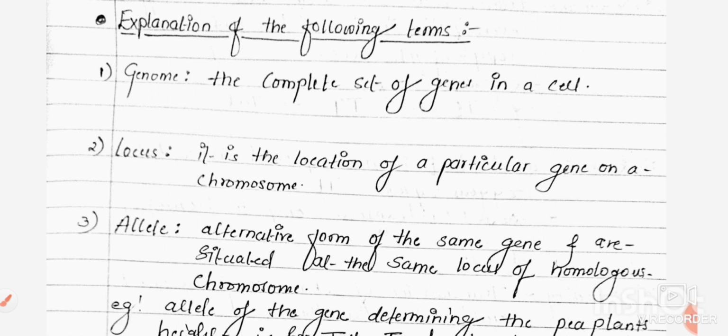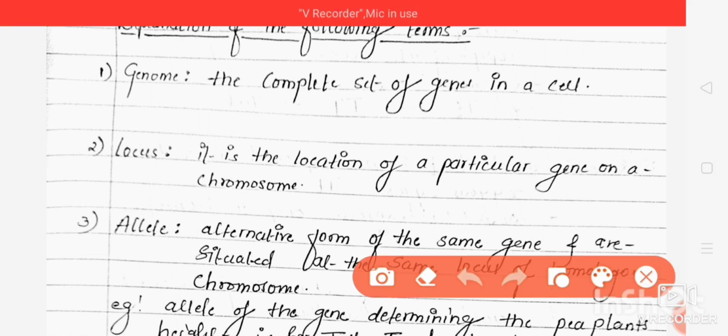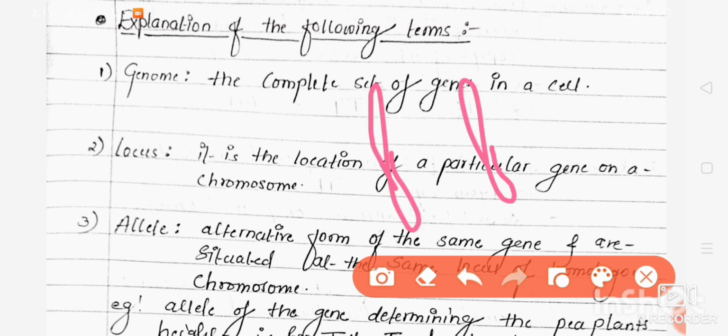When we talk about locus, it is the location of a particular gene on a chromosome. When we talk about homologous chromosomes, they are the same in height and the genes which are located are at the same position. So locus means the location of a particular gene. Suppose I am talking about the height. There will be tall and dwarf. So the location of this gene on the chromosome is termed as locus. It is the location of a particular gene.